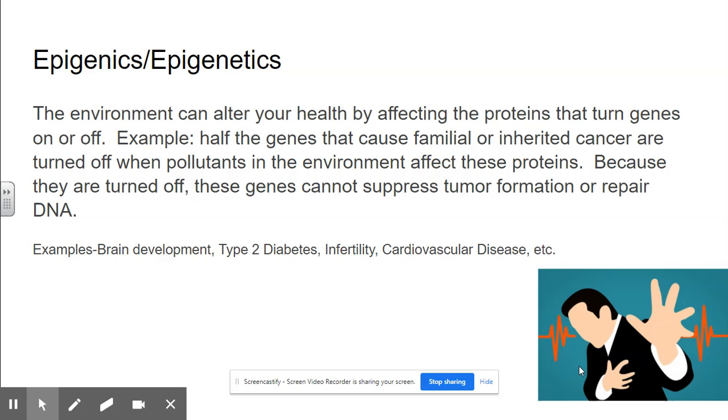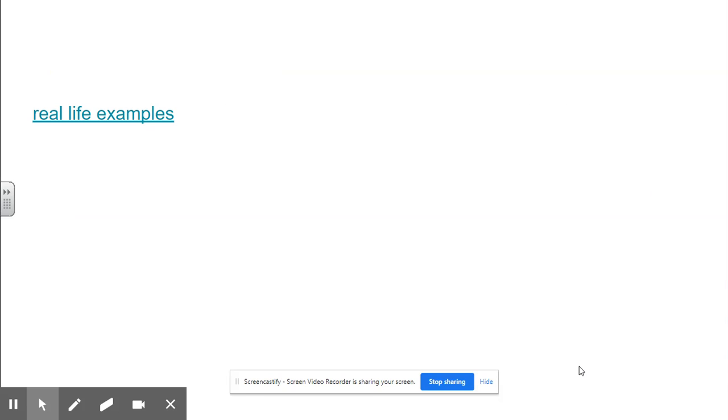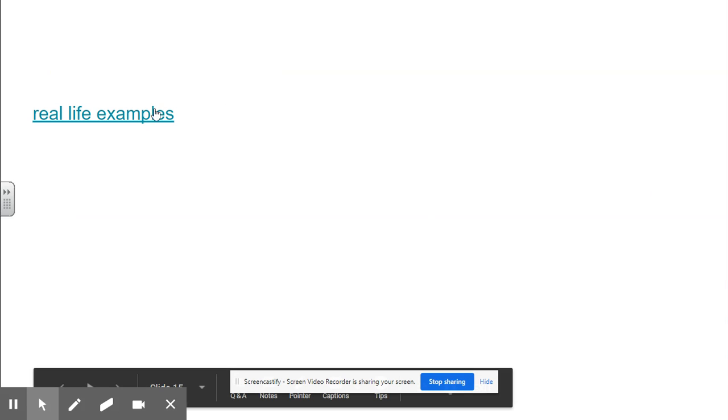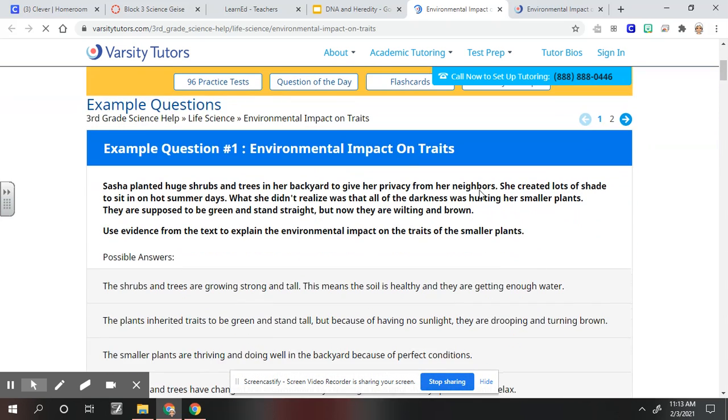This can lead to diseases such as cancer, but also brain development can be affected in young individuals. It can lead to type 2 diabetes, infertility, cardiovascular disease, and a lot of other dangerous diseases. So let's look at some real life examples. We've learned a lot of big words today. Let's put this into some practice.